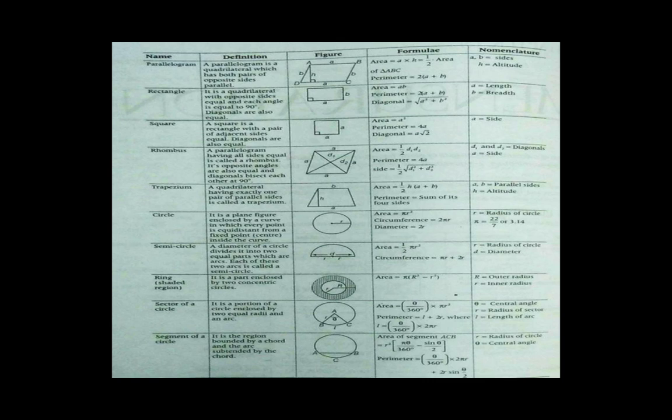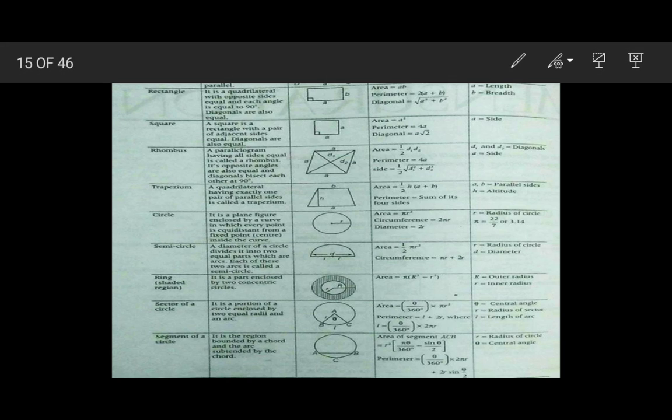to 90 degree. Diagonals are also equal. Okay, so area is length into breadth, A into B. Okay, then perimeter is 2 into A plus B. Then diagonals are under root of A square plus B square.